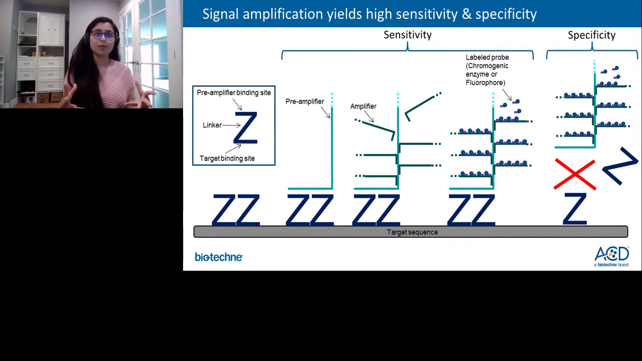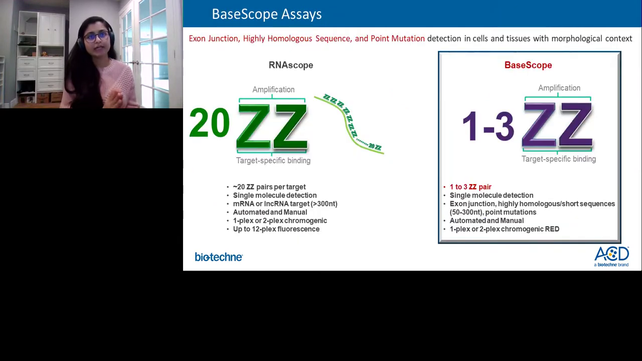In addition to our RNAscope assays, we also have the BaseScope assays, which are specifically designed to visualize short targets such as exon junctions, highly homologous sequences, and point mutations. For our RNAscope assays, we design probes as a pair of 20 ZZ probes, which is a pooled pair of probes. And this is again mainly for targets that are over 300 nucleotides in length, whereas our BaseScope assays are designed for short targets and therefore have 1 to 3 ZZ pair of probes. And this is mainly for targets that are between 50 to 300 nucleotides long.